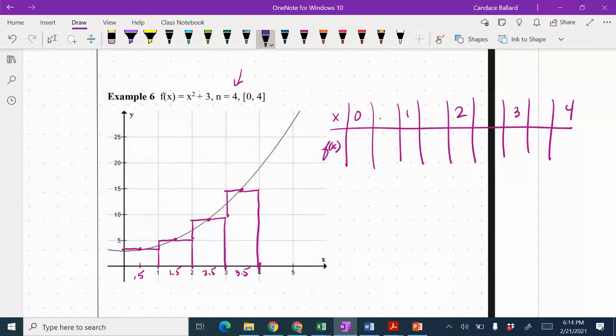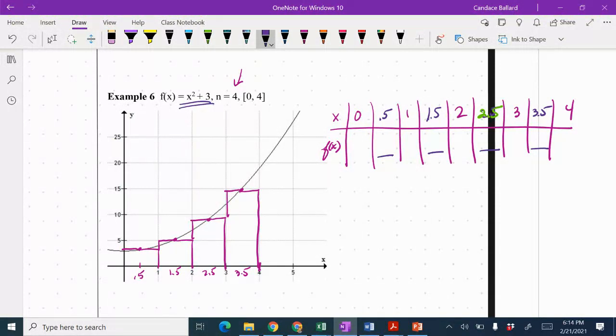And now I'm going to put my halfway points in here. So 0.5, 1.5, 2.5, and 3.5. What I'm going to do is I am only going to calculate values for these midpoints, not for anything else. So I'm going to take the 0.5 and I'm going to put it into this function.